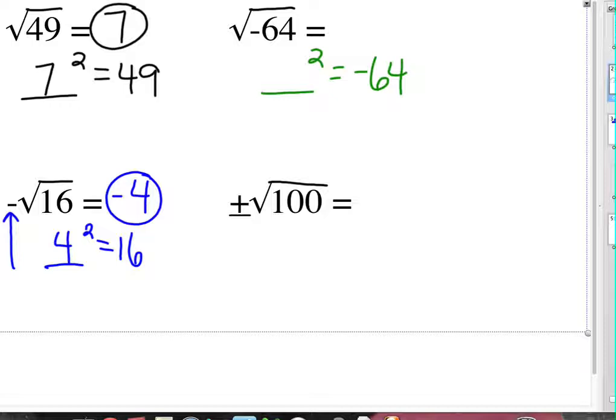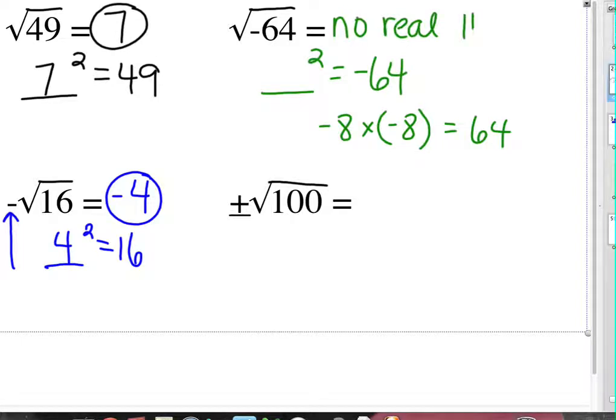Well, think about that. What is a negative 8 times a negative 8? A negative times a negative is a positive. Not negative 64. Do you realize this is not possible? There is no real number that when you multiply it by itself will give you a negative 64. We'll always end up with a positive 64. So there is no real number, and that's your answer. There is no real number times itself that will give you a negative 64.